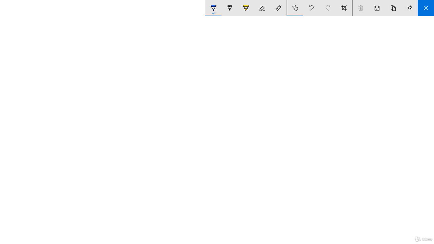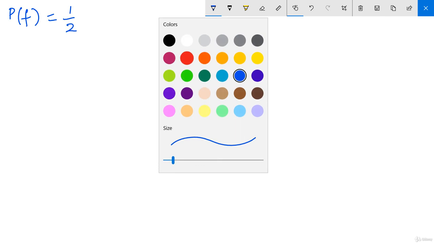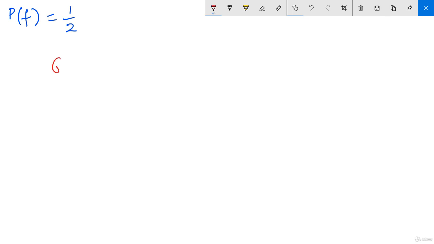Okay, so now let's take the probabilities. The probability of female is obviously 1 by 2, because male and female, so the probability is 1 by 2. And how to find the Gini index here? There is a formula for Gini index, which is the sum from i equals 1 to k of probability whole square. So what we do here is we look at the probabilities and square them up, nothing much.